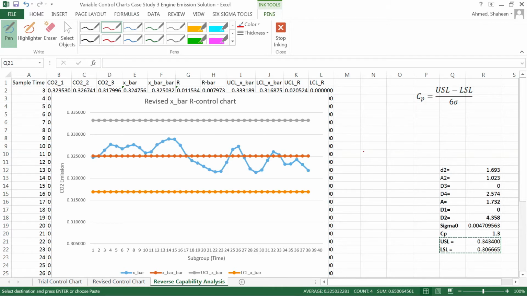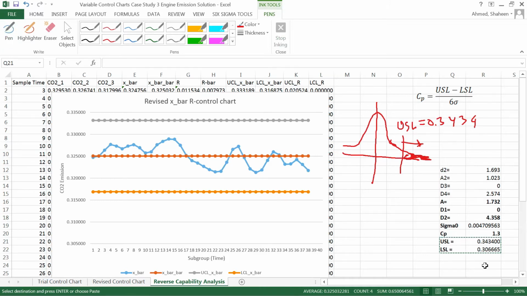If I draw the normal distribution here, it's difficult to draw with my pen. It will never touch the x-axis, so there will always be some area under the curve. If this is my upper spec limit, which is 0.3434, there will always be some area right there. So there will always be some engines which will produce a higher emission level out of the box, just because of random chance, probabilistic theory.